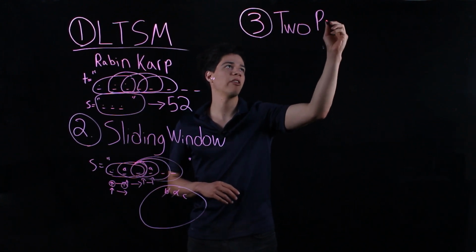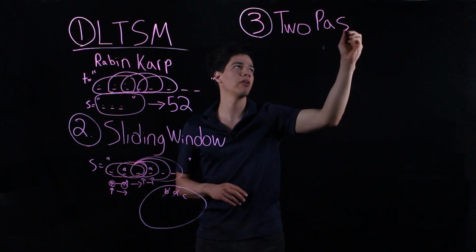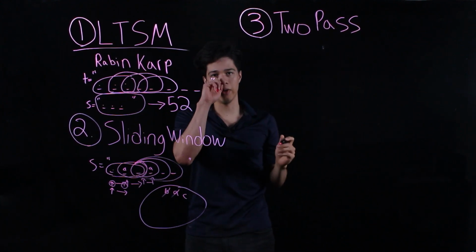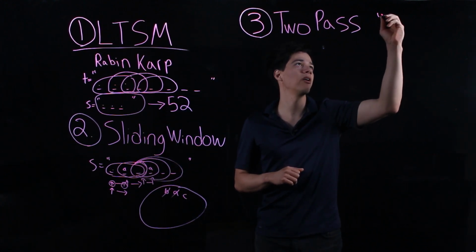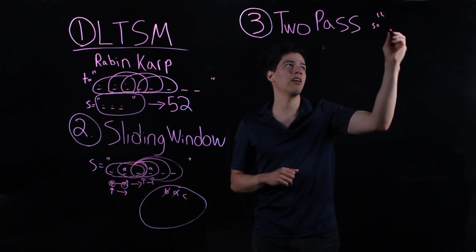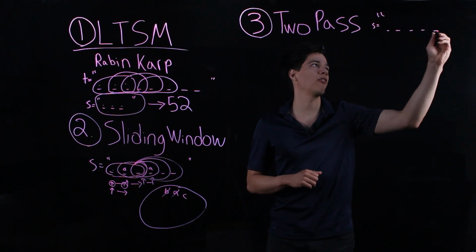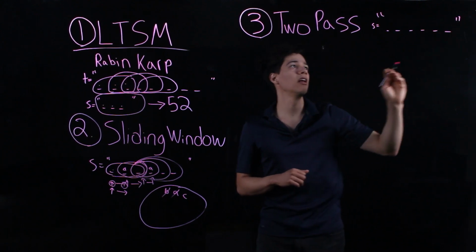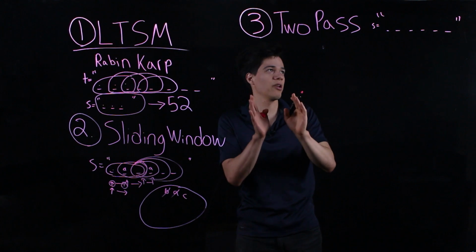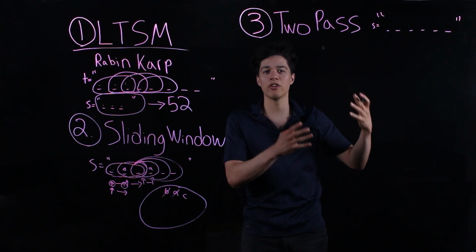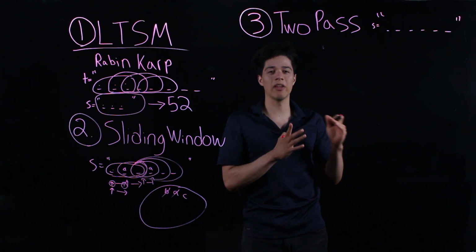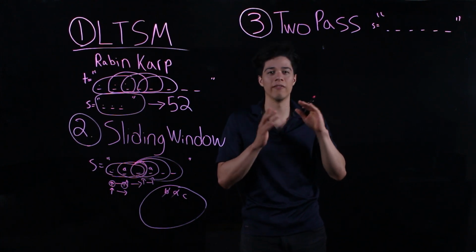And a 2-pass algorithm, I'm sure you all have heard of this before and used it. This is basically whenever you have a string S, and that string S may have however many characters. And the traditional algorithm that we're using may be quadratic or n log n, and we can't find a solution that's more effective than that.